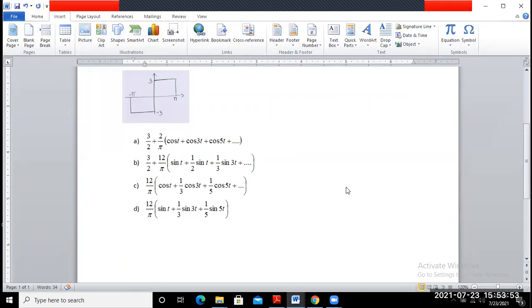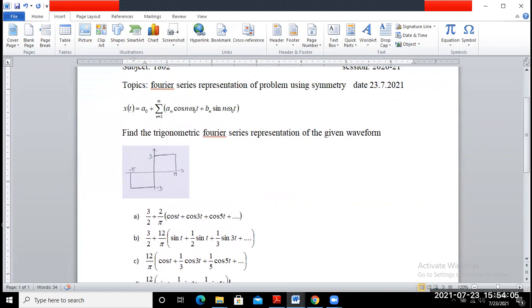So how can you solve this problem? For this problem, you are given 4 options, and if you use the conventional method, that means x(t) equal to a0 plus the sum from n equal to 1 to infinity of an cos n omega naught t plus bn sin n omega naught t. Okay, so you just find all the terms a0, the an coefficients and bn, and then put them in, and you will get the Fourier series representation matching one of these options. Okay, but that process takes too much time and calculation.